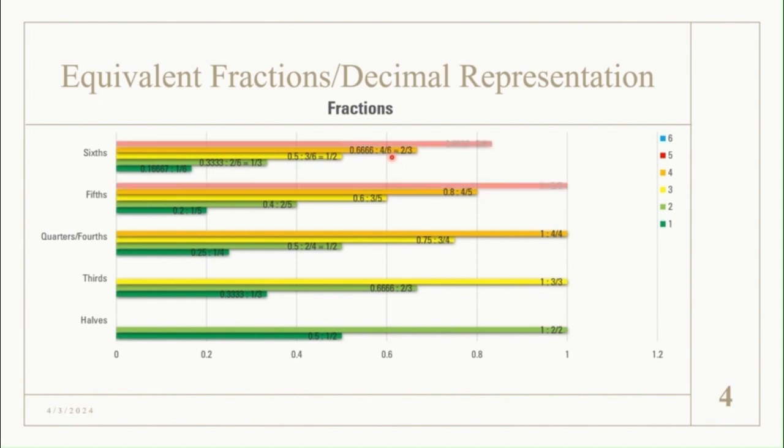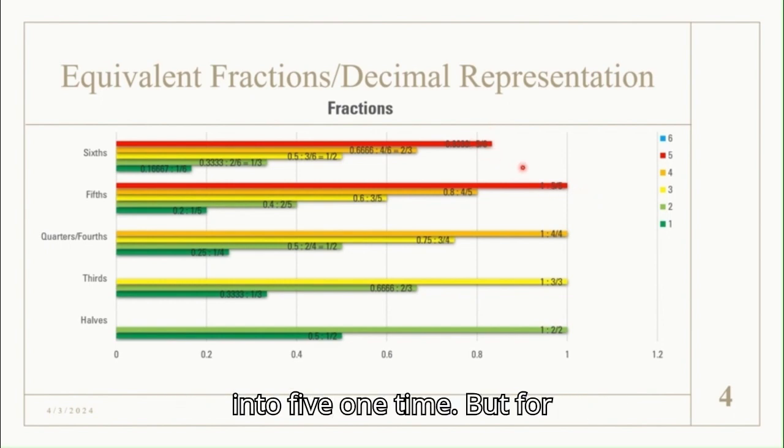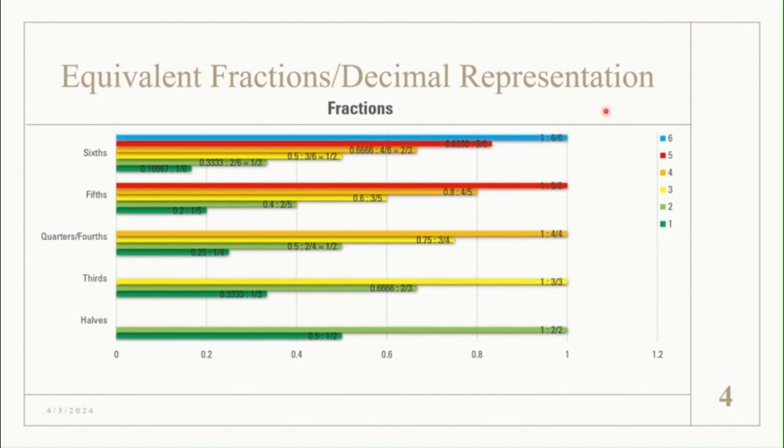So if we go to 5, we end up getting that the fifths equal 1, because it's 5 over 5, or 5 divided by 5, and that's just 1, because 5 goes into 5 one time. But for sixths, we get 0.8333, which is repeated. The threes are repeated. It keeps on going forever. And then for the last one, we have 6.